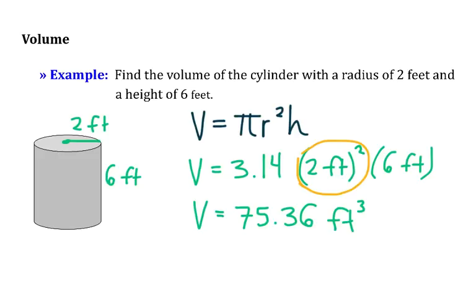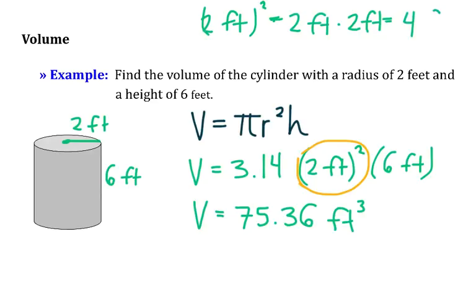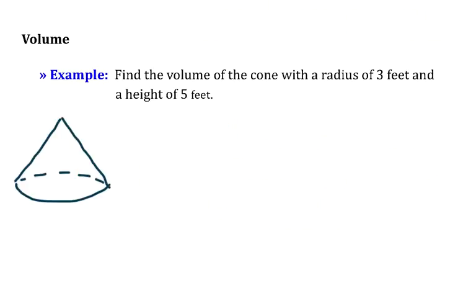So I'm just going to break this part down a little bit more in case squaring was a little tricky. So when I have 2 feet squared, that really means I'm taking 2 feet times 2 feet. So 2 feet times 2 feet would give us 4 square feet, right? And then that 4 was multiplied by the 6 and the 3.14. That's where 75.36 came from. The square feet were times by the feet from the height, and that's where cubic feet came from. So that is finding the volume of the cylinder.